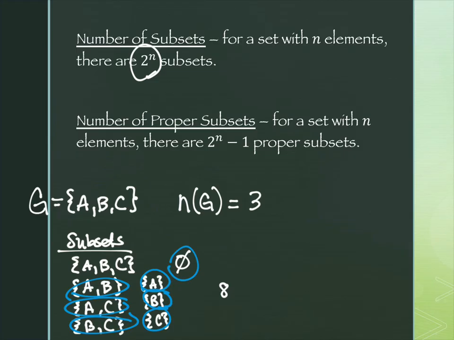So what do I do? Well, I just take the 2 to the n and I take 1 away. Okay, so if I had the 2 to the 5 and I had the 32 and I took 1 away, I'd have 31 proper subsets. Does that make sense?